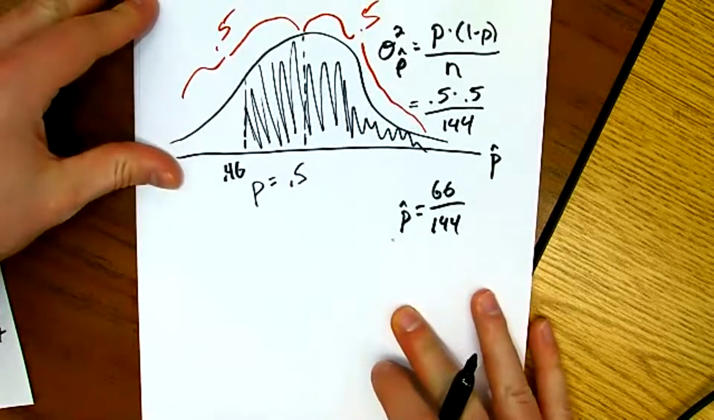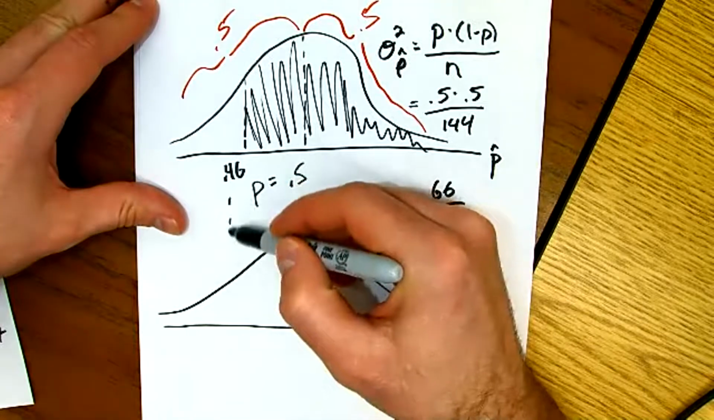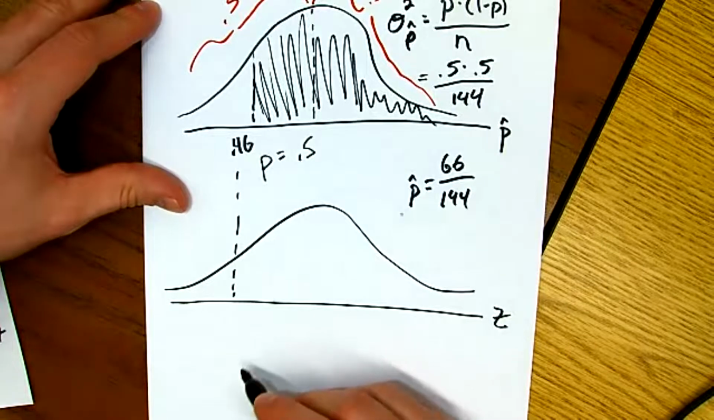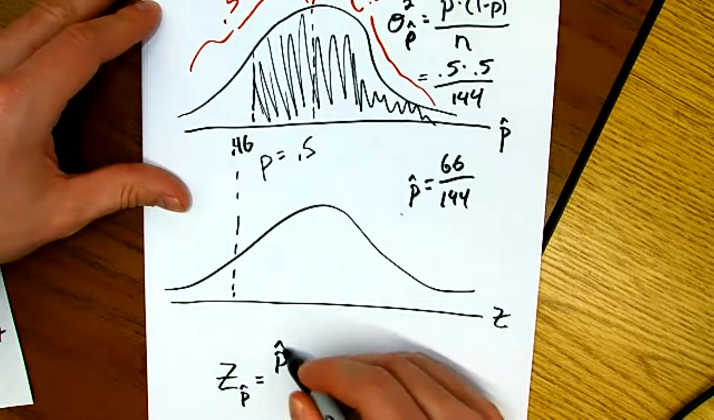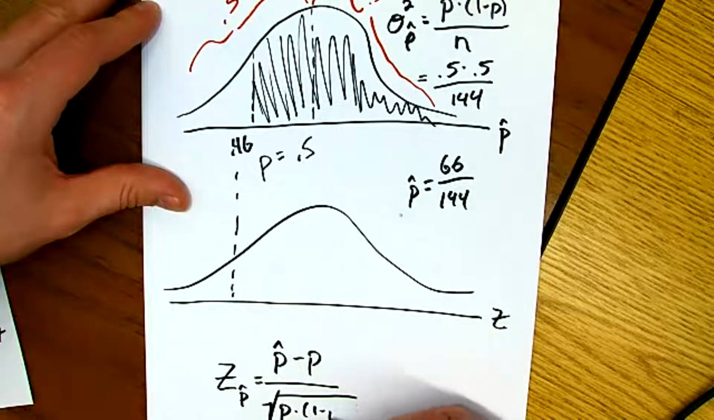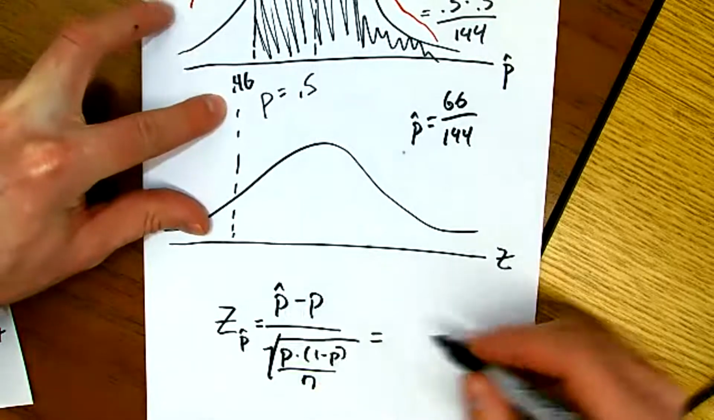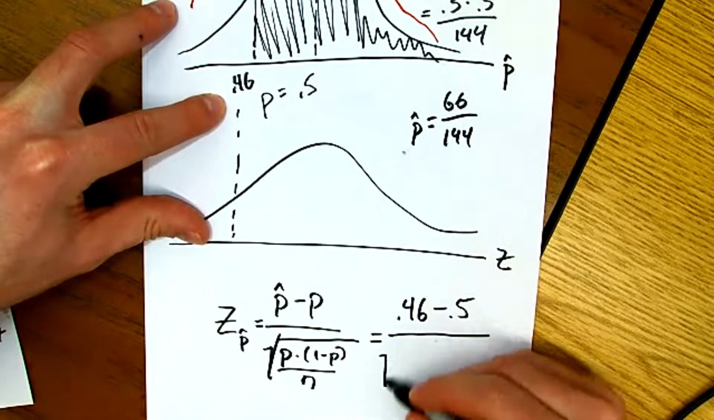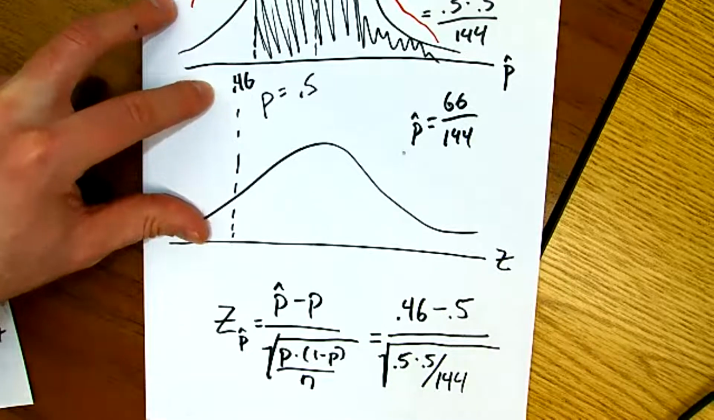So the next step is I need to turn this normal distribution into a standard normal distribution and convert this value of 0.46 into a z-score. Let me write this out. So here is the equation we had for our z-score. The sample proportion we're interested in is 0.46, the population proportion is 0.5, and the sample size is 144.